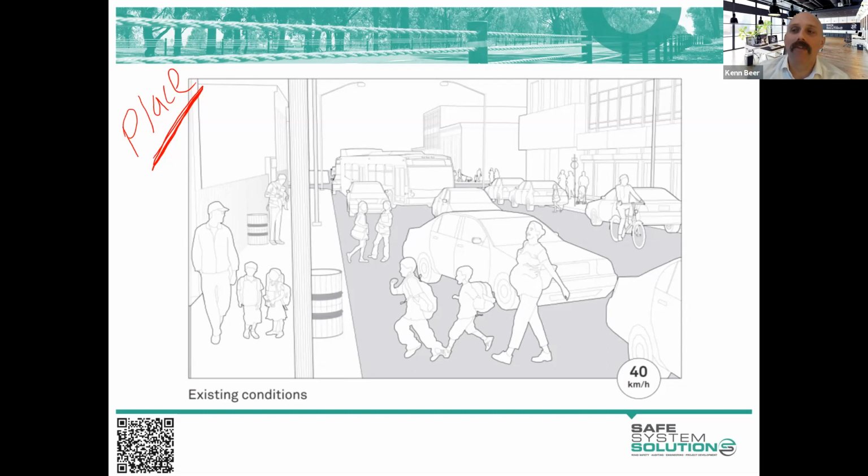So reduce speed further, absolutely. You can do that either through speed limits or through complementary local area traffic management or traffic calming features. And that will reduce the likelihood and severity of crashes. So you've got more time to react and the severity will be less.